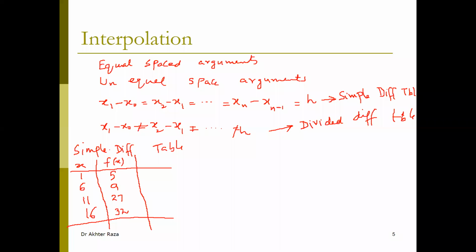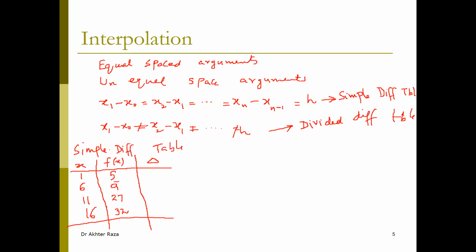If the arguments are equally spaced, we construct a simple difference table. So here we are constructing a simple difference table. If it is unequally spaced, then we have to construct a divided difference table. So how are these difference tables constructed? The first column will be represented by delta. This is the first order difference. How can you calculate this difference?